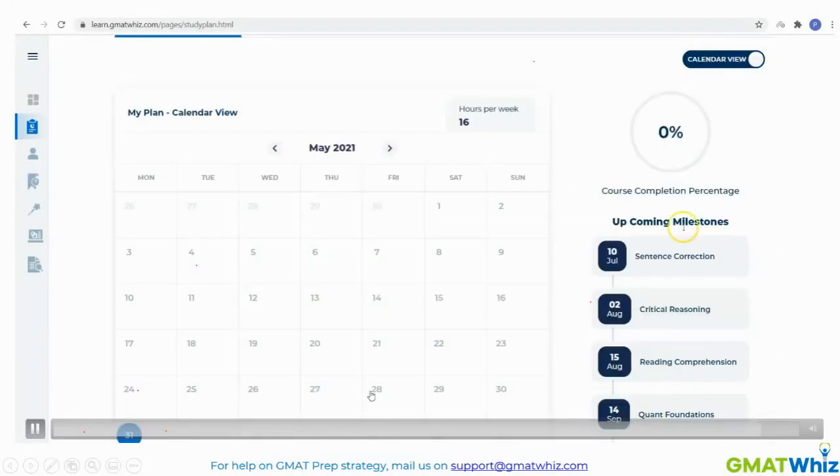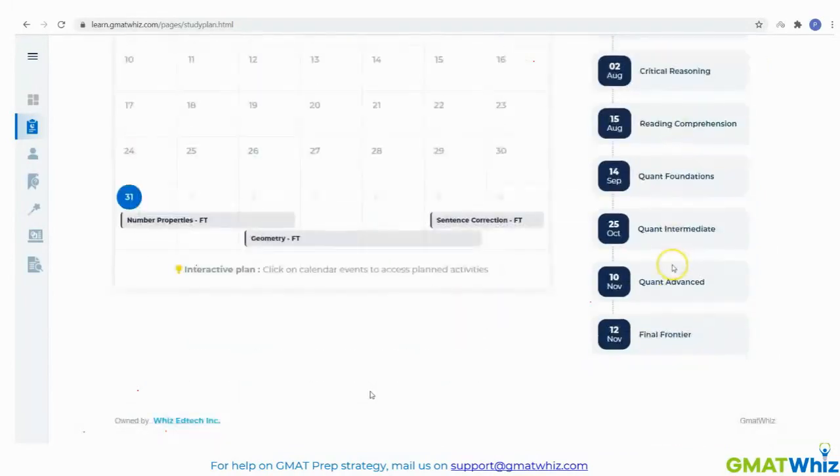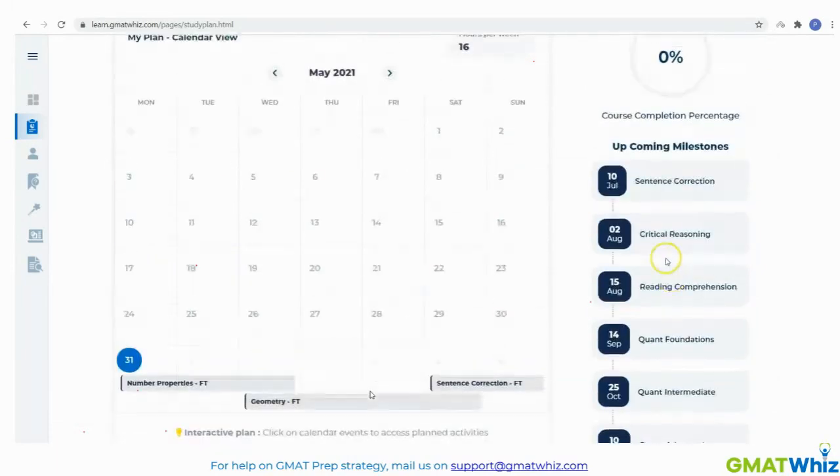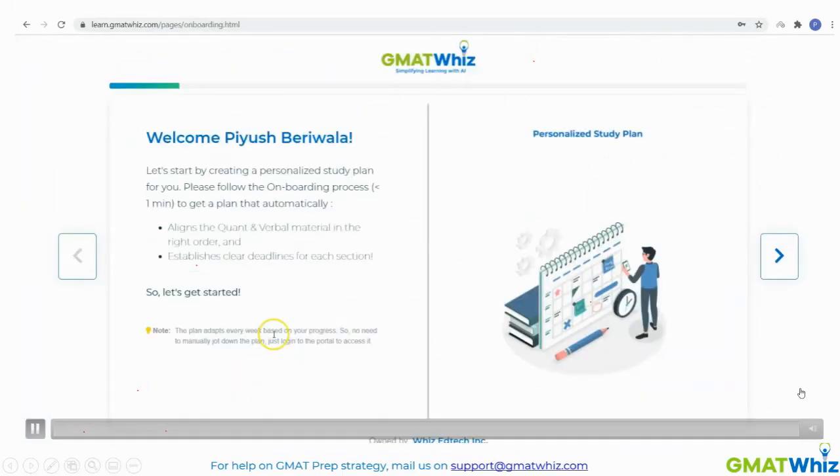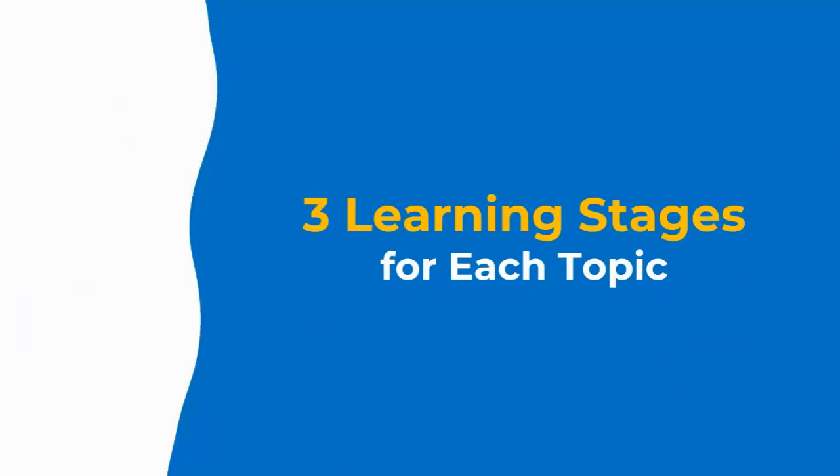You can go to the calendar view and even see the entire journey plan. You can click on any of these buttons to go to that particular week or month, and you can access the coursework from there. In case you're interested in this, I'm going to share the link. Just check out the free trial as well to get an idea about how the platform works, and you can also get the free study plan from the calendar view.